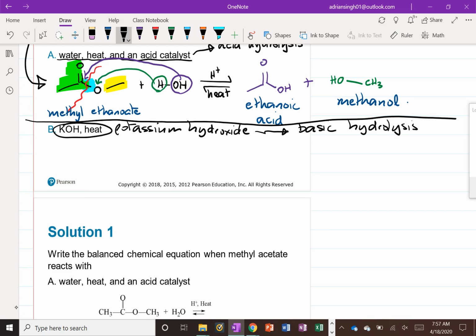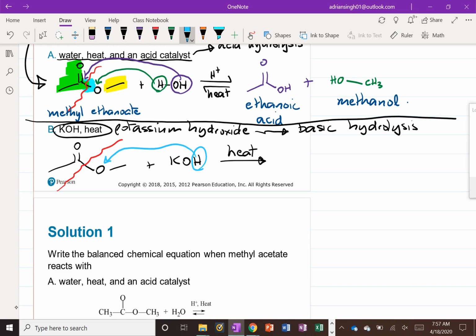So again, we start off with our ester. Now we have our potassium hydroxide, KOH. We're going to subject that to some heat. And again here we're going to split our ester right down the middle. The H here from the potassium hydroxide goes to the O of the alcohol portion of the ester, and then the remaining K and O go to the carbonyl. They get attached to that carbon of the carbonyl.